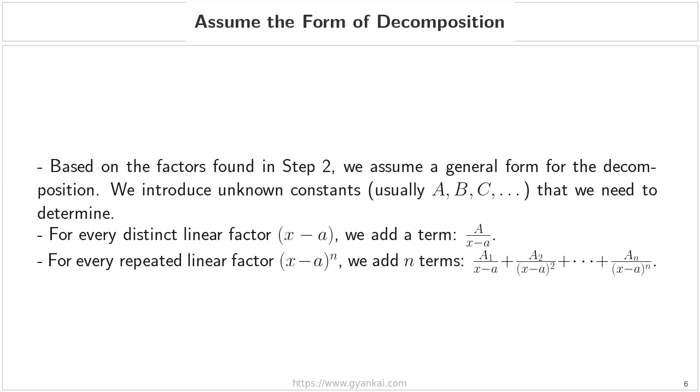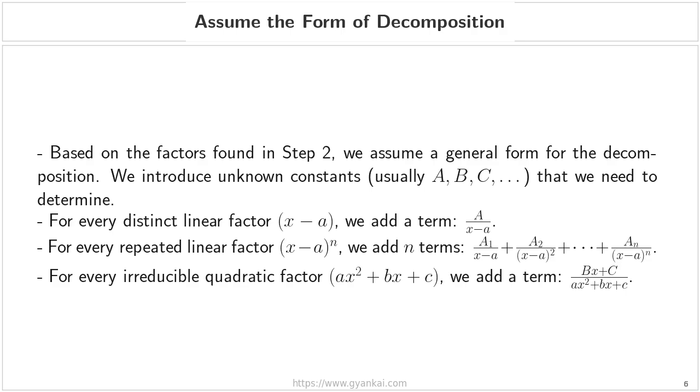Now, what if that linear factor is repeated? For instance, if we have x minus a raised to the power of n, meaning it's multiplied by itself n times, then we need n terms in our decomposition. It looks like this. A1 divided by x minus a, plus A2 divided by x minus a squared, plus A3 divided by x minus a cubed, and so on, all the way up to An divided by x minus a raised to the power of n. Each power of the repeated factor gets its own fraction with a corresponding unknown constant.